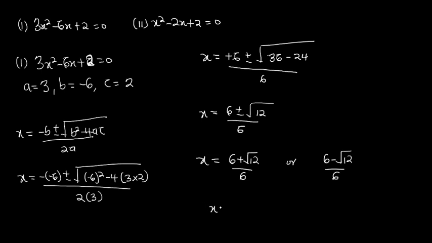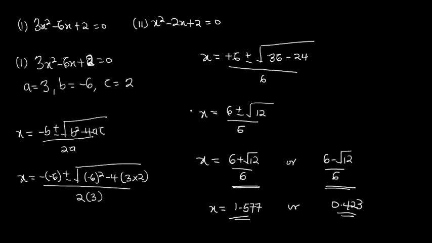So my x values are 6 plus root 12 over 6, or 6 minus root 12 over 6. 6 plus root 12 over 6 will give me the value 1.577, and 6 minus root 12 over 6 will give me 0.423 as my answer for x. If the question demands that you leave your answer in surd form, you can leave your answer here, and this is also correct. But if not, you just use your calculator and get your answer in decimal form, always to 3 decimal places.